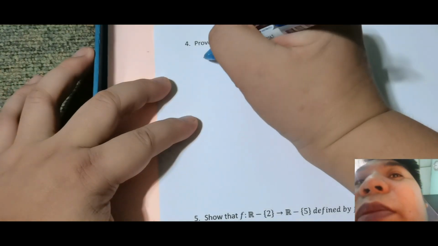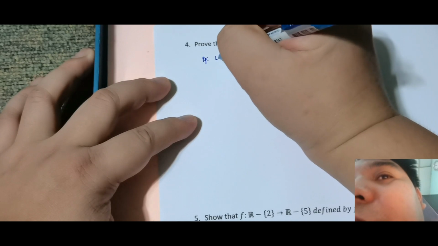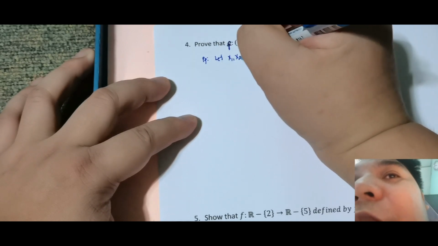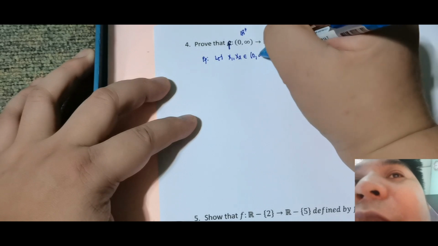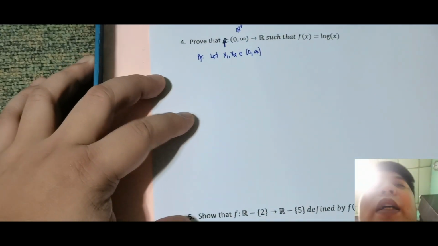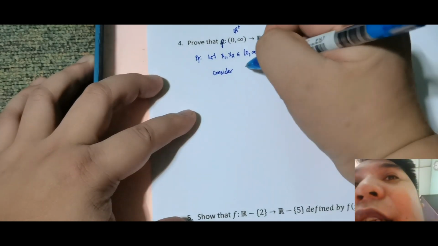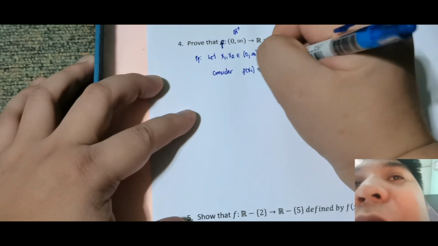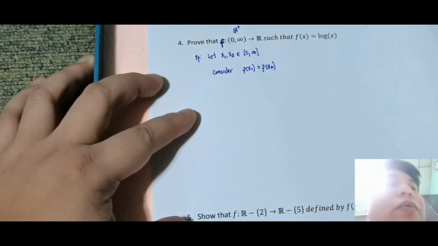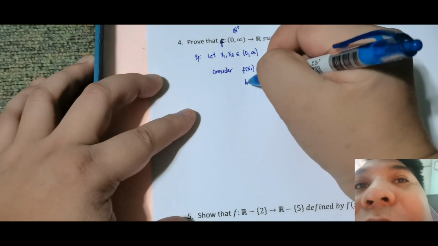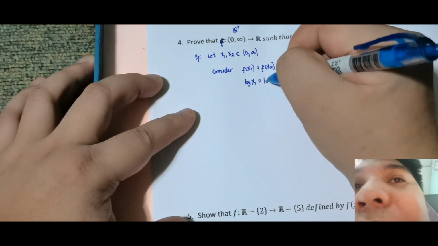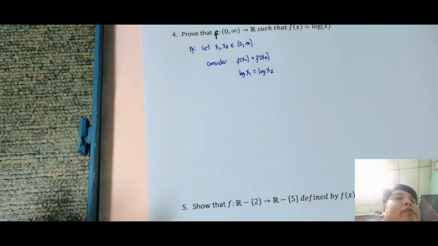Let x sub 1 and x sub 2 be elements of 0, infinity, which is R plus. Okay, so consider f of x sub 1 equal to f of x sub 2. Okay, and that is simply logarithm of x sub 1 equal to logarithm of x sub 2. Okay, note that when the logarithms are the same, it cancels by the property of logarithm. When the logarithms are equal, what is inside is equal.